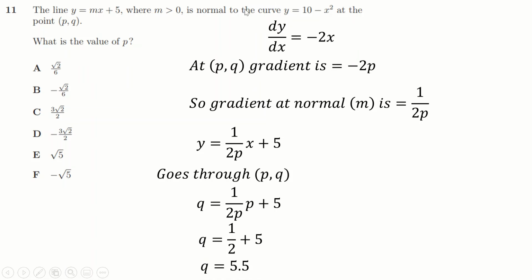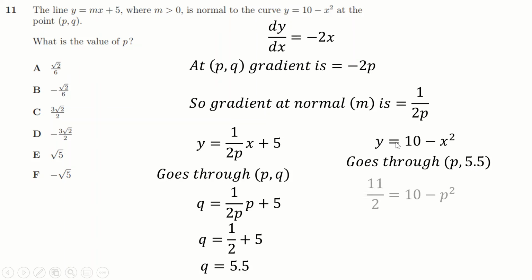So what I'm going to do is go back into this one, because I notice if I put in my known q into here, this graph goes through p, 5.5, or pq, but I know what q is now. So I can just put this in, and I can solve this for p. Now, when I square root this, I'm going to get 3 over root 2, which isn't an answer, but I can rationalize to get this.